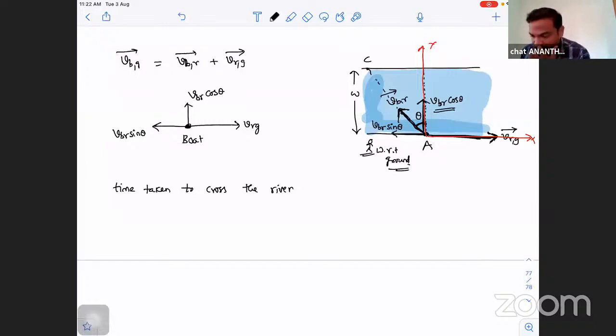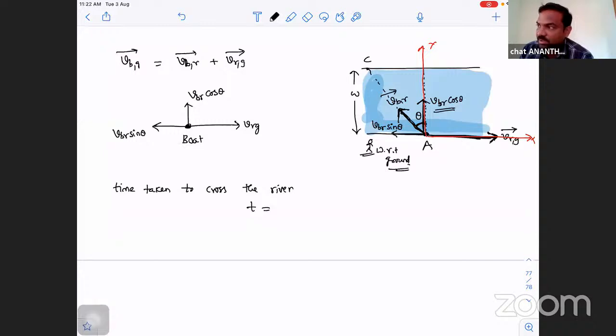What is the time taken to cross the river? Anybody? So, time taken to cross the river. I want the time value. With what speed will it cross the river? With VBR cos theta. And what is the width of the river? To cross the river, how much distance does it have to travel?